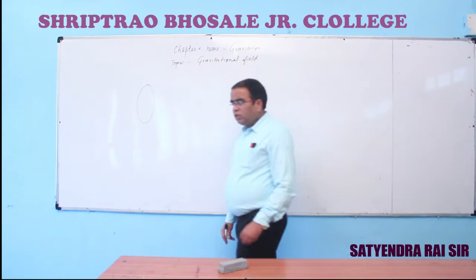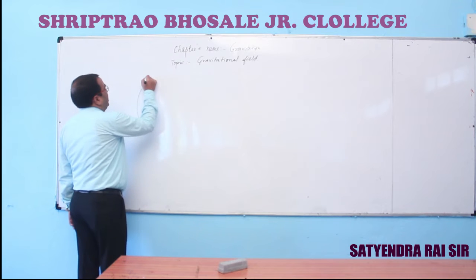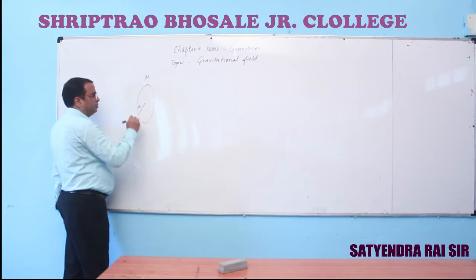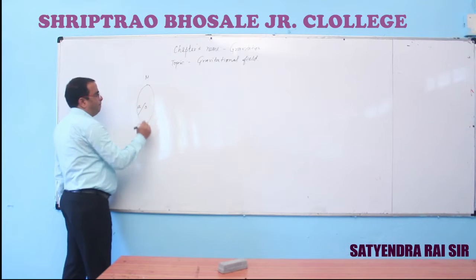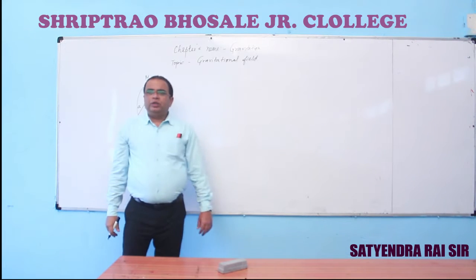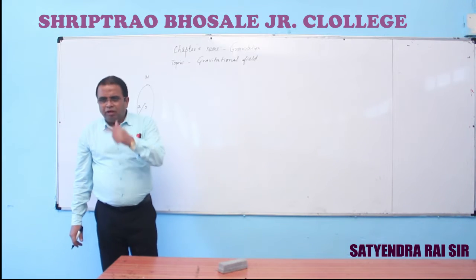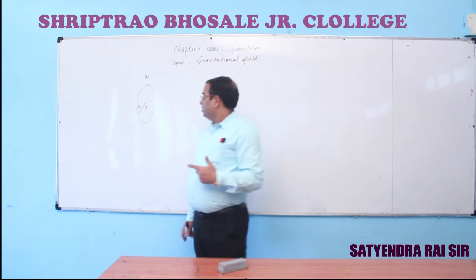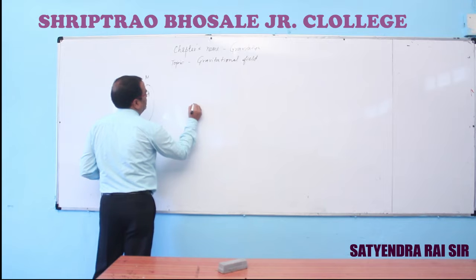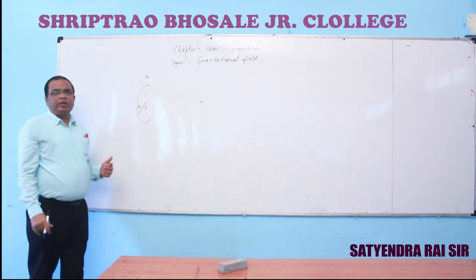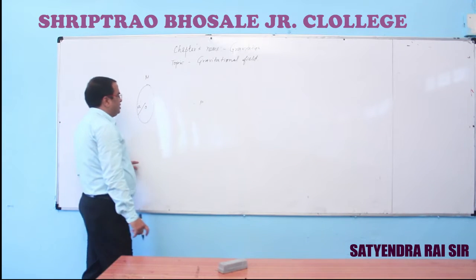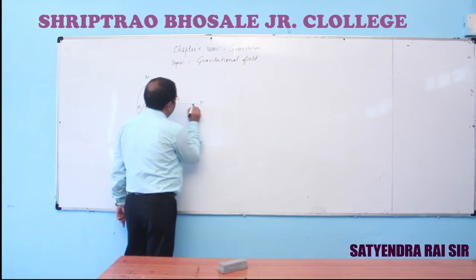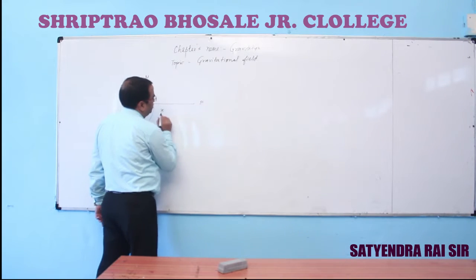a ring of mass m. The radius of the ring, let it be a, O is the center of the ring, and the plane of the ring is placed in the YZ plane, and P is a point lying somewhere on the x-axis, like this. Let the distance be x.